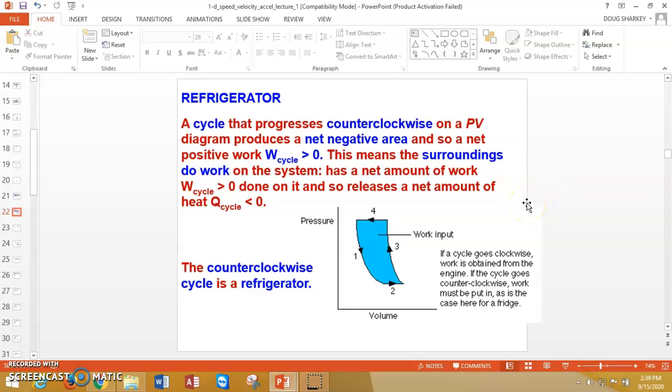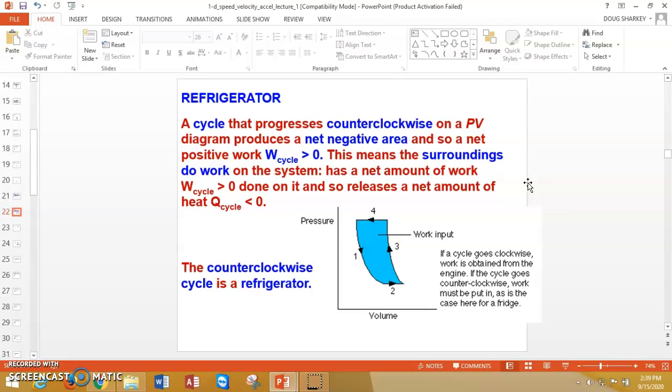Refrigerators go the other way. This is a counterclockwise cycle. We get a net negative area, and so we get a net positive work. This means that the surroundings do work on the system.